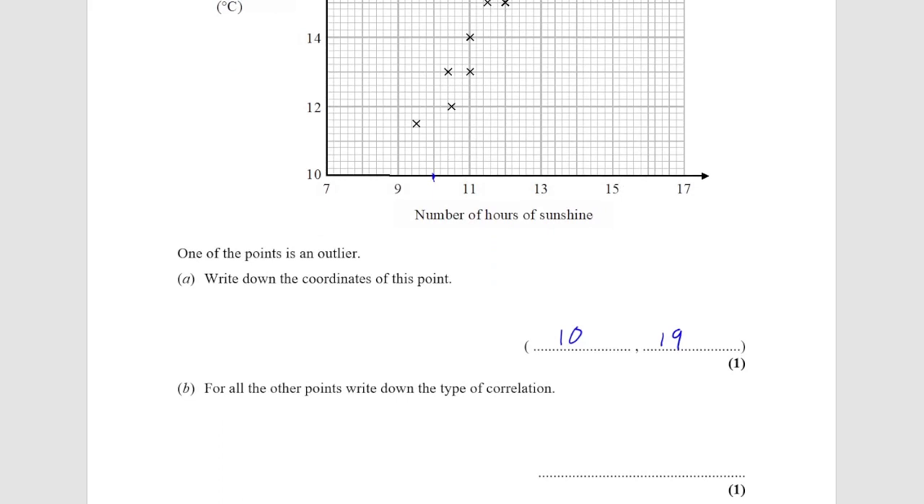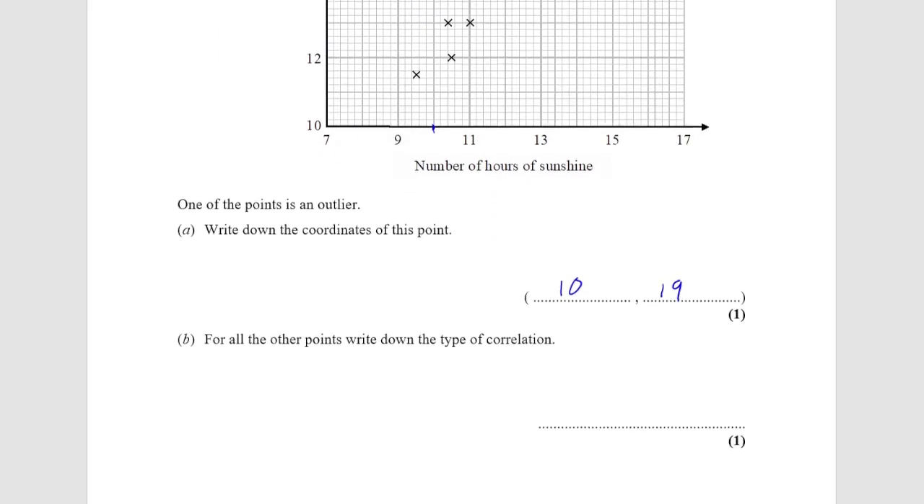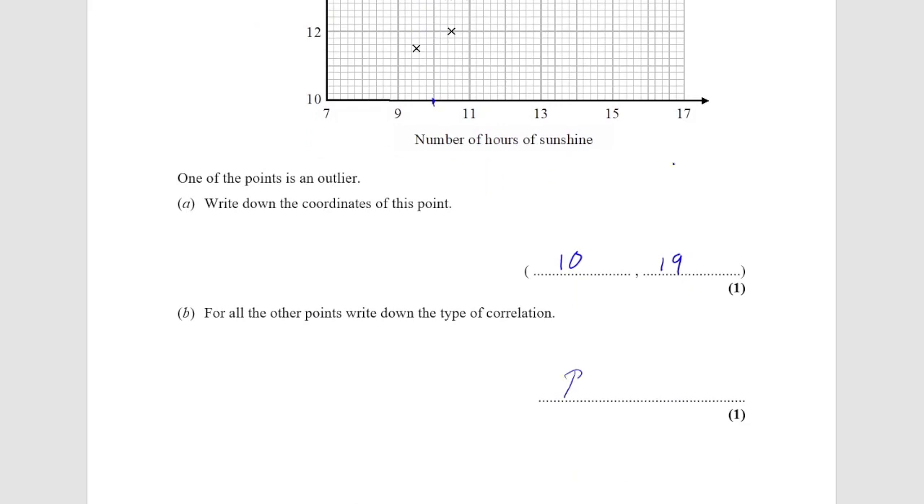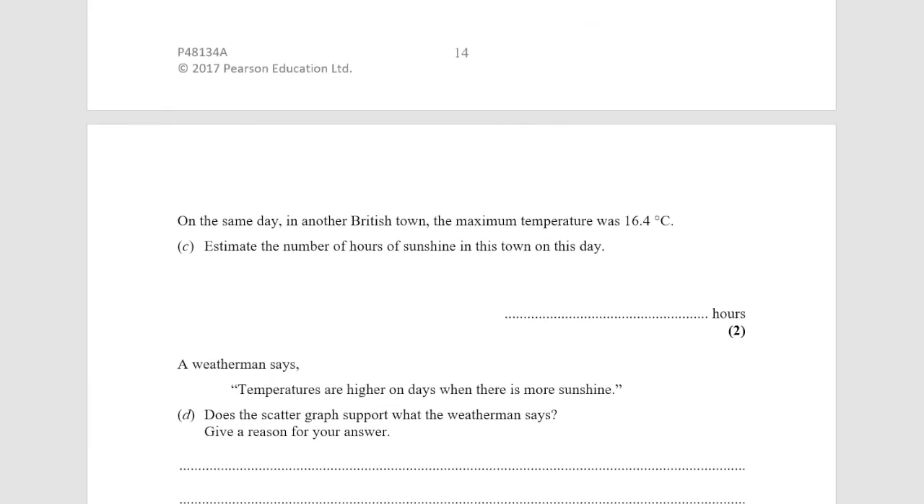For all the other points, write down the type of correlation. So we've got positive correlation, positive gradient, positive correlation. So positive. And on the same day in another British town, the maximum temperature was 16.4. Estimate the number of hours of sunshine on this day.